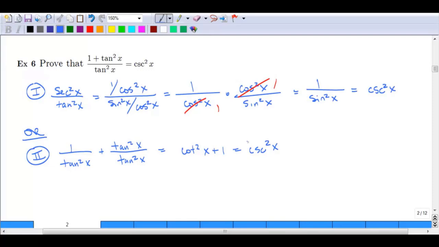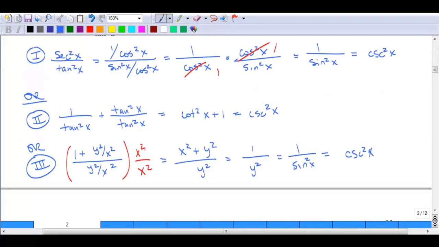Again, you can go with the x and y method, and that works equally as well. You're plugging in your y over x for both of those tangent terms, multiplying by your common denominator x squared like we did in the earlier example, knowing that x squared plus y squared is 1, and then that leads you to cosecant squared of x.